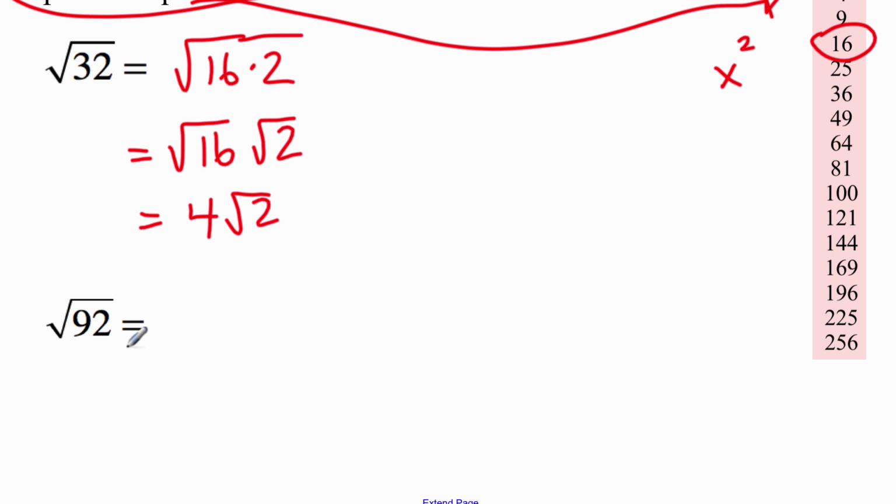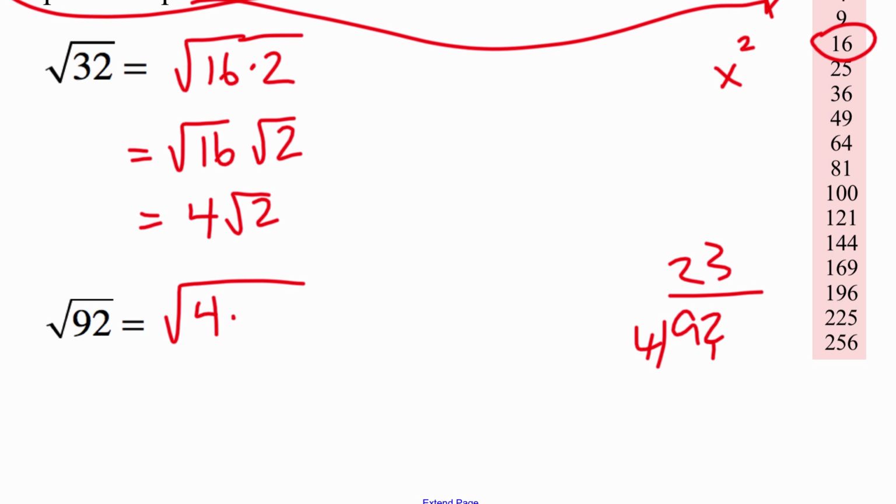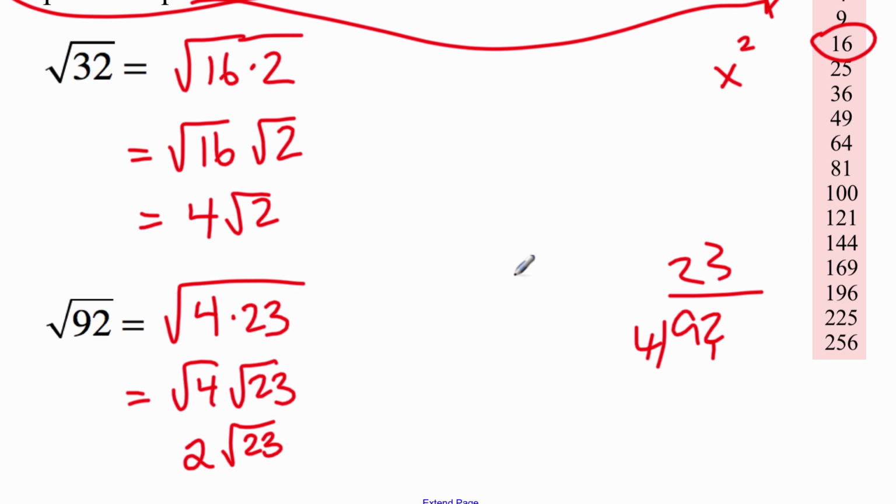Maybe try that with 92 and see what you come up with. I'll try it. 92. I wonder if 4 goes into that. So 92 divided by 4 goes 23. Yeah, it works. 4 times 23. So root of 92 is the same thing as the square root of 4 times 23, or product rule, square root of 4 times the square root of 23, but the square root of 4 is 2. Root 23 I can't simplify anymore. None of those perfect numbers will go into there. So that would be my simplification of that one.